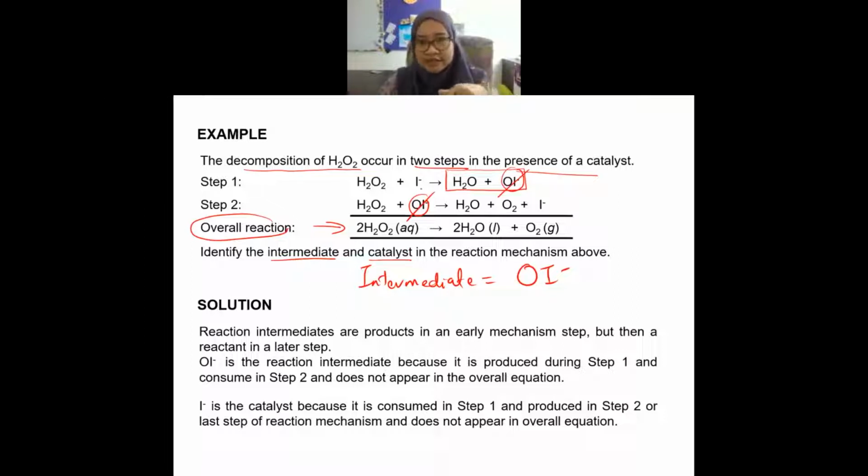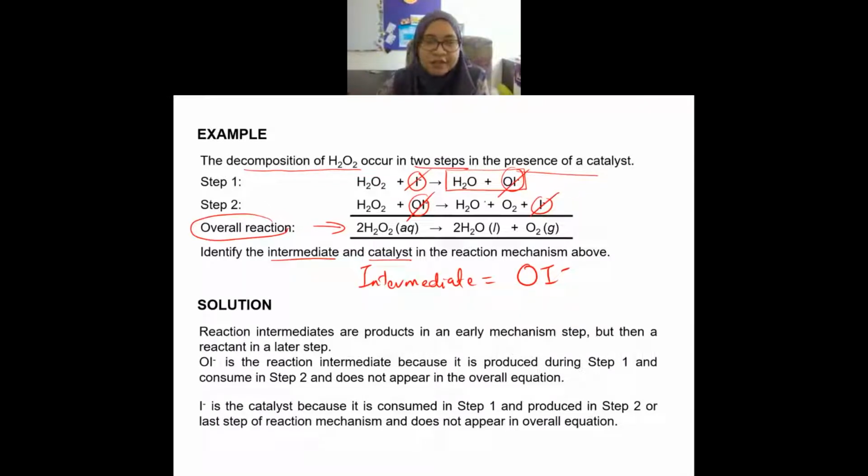Maksudnya dia ada bersama dengan reactant and then dia ada di akhir reaction dekat nombor 2. Reaction nombor 2. Alright, siapakah yang berkemungkinan berperangai sebegitu rupa? Siapa? Guys. I minus. Okay, right. So it's I minus, and it can be cancelled out also because catalyst and intermediate will not appear in the final equation.